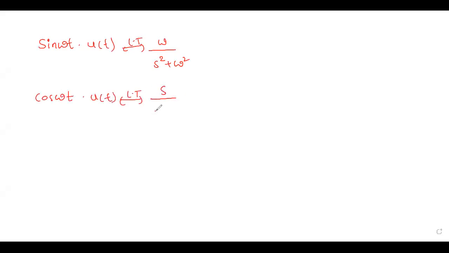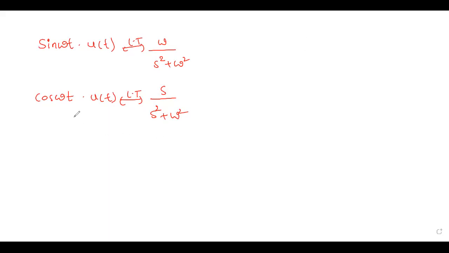Okay. So let us continue the problems. Last class we completed these two problems, I think. Sine omega t into u of t, what is its corresponding Laplace transform? Omega by s square plus omega square. And also cos omega t into u of t, what is its Laplace transform? S by s square plus omega square. These two we completed in the last lecture.